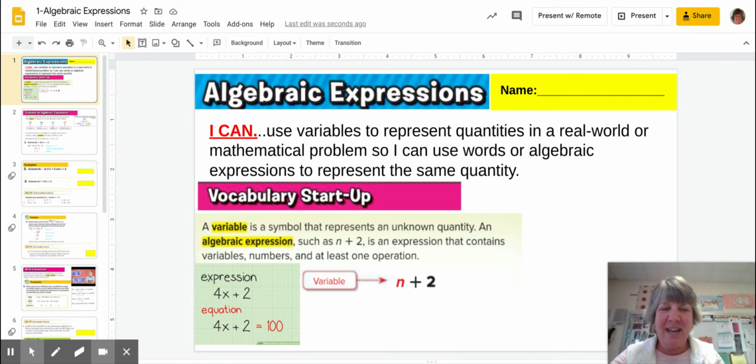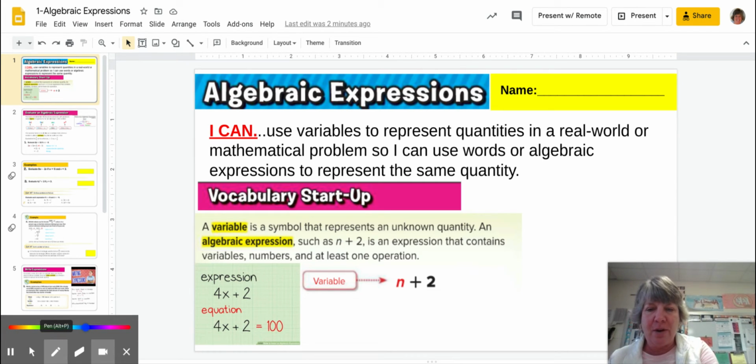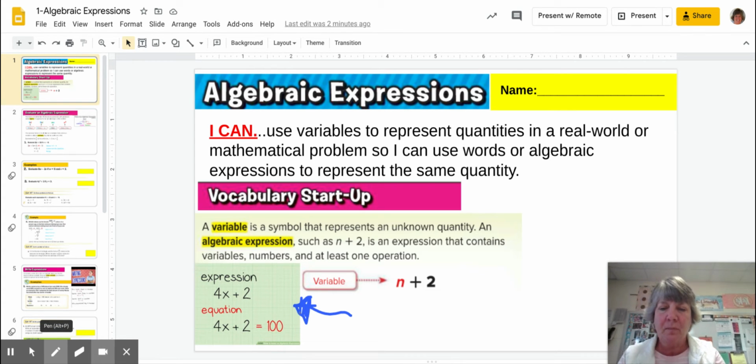Hello, friends. Today is a new unit. So, we're going to talk about some expressions and equations today. And with these expressions, we are going to direct your attention down here to the bottom. What is the difference between an expression and an equation?